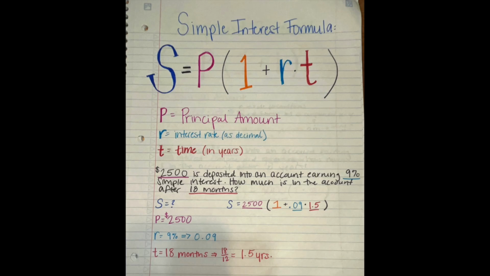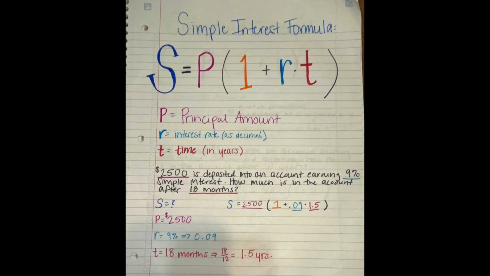So in this example, $2,500 would be the principal amount. It is what's being deposited into an account. It is the starting principal amount. And 9% would be the interest rate. Now, to write this as a decimal, it would be written as 0.09. And the time is represented always in years. So time is 18 months. To find that in years, we're going to divide 18 by 12 months, which equals 1.5 years.